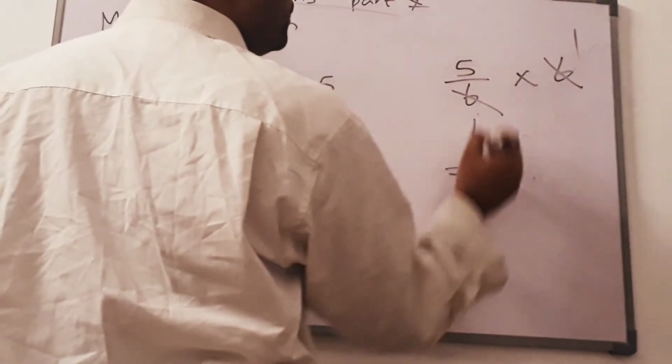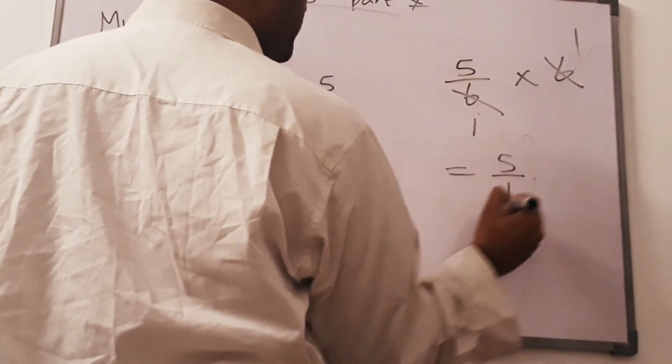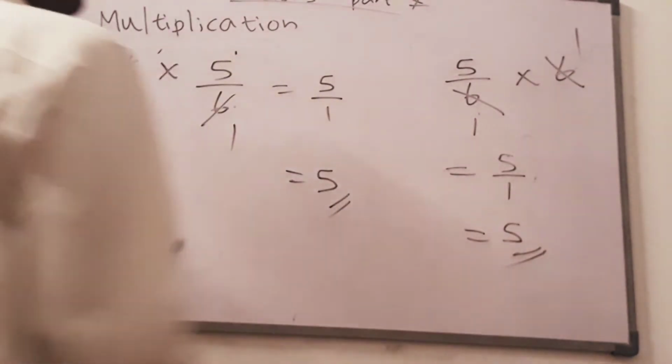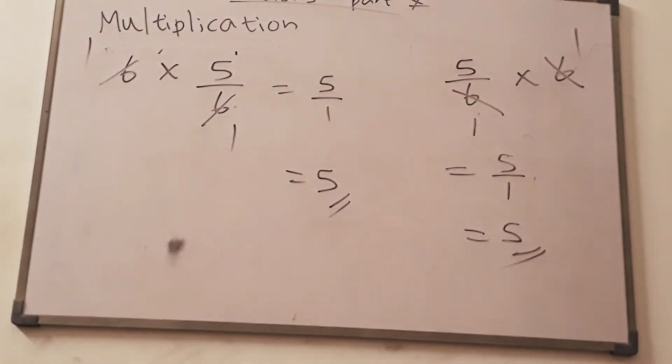Here also 6 is a factor of the whole number as well as the denominator. So 1 6 and here also 1 6. So it will be 5 times 1, 5 over 1. Answer is 5. More sums.